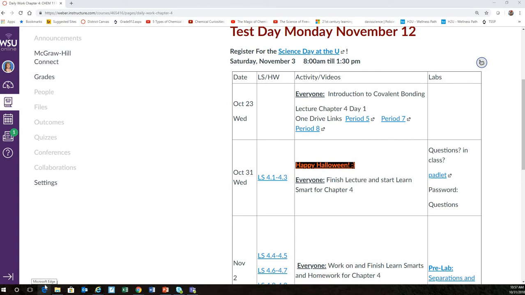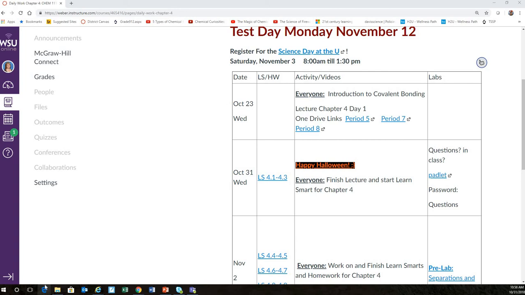We're going to try a Padlet on the side as we're doing the lecture. If you have questions and you don't want to raise your hand, you can ask me questions in the Padlet. There is a link in your Weber Canvas to the Padlet, and the password to get into it is questions. If you'll just get that up, that would be awesome.